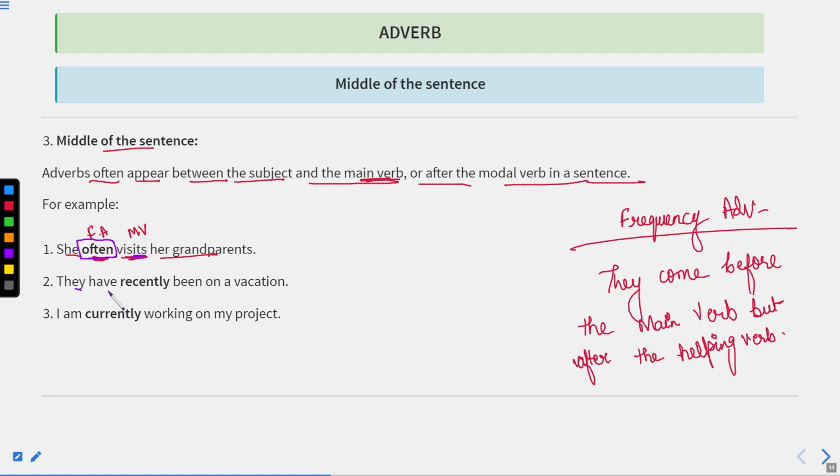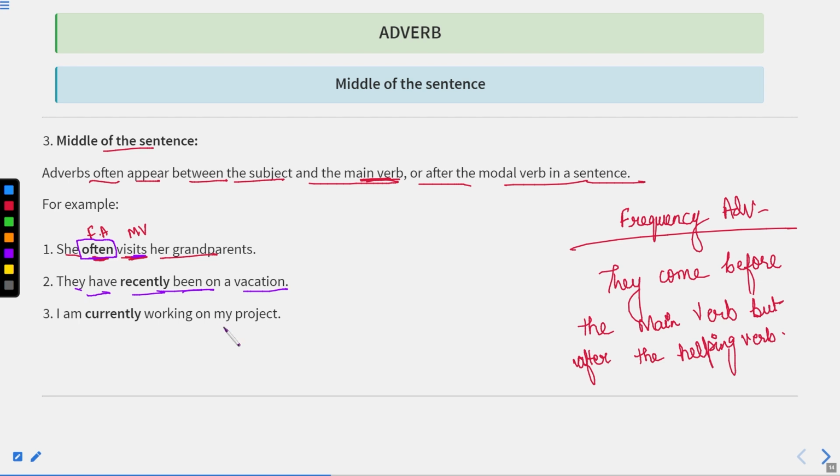Okay, they have recently been on a vacation. So been is the main verb, recently is the adverb, and have is the helping verb. However, we cannot say that recently is a frequency adverb, but these types of adverbs like recently, fortunately, unfortunately might come between or within the sentence. Here this word recently is emphasizing the word been.